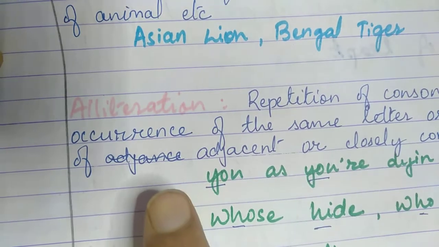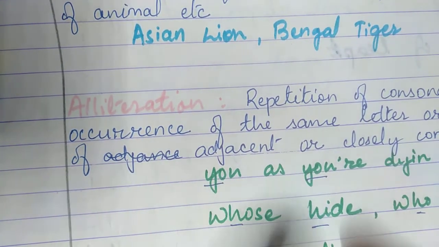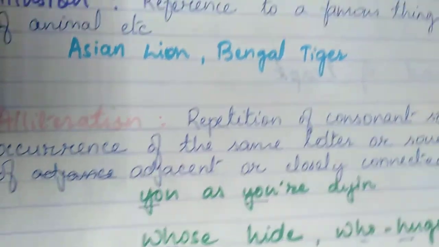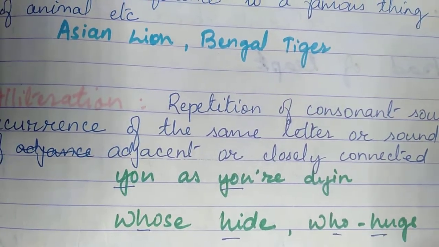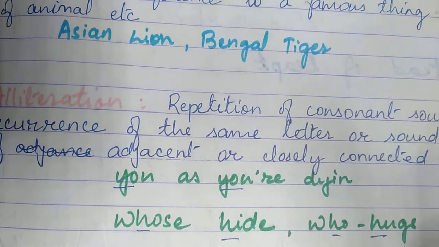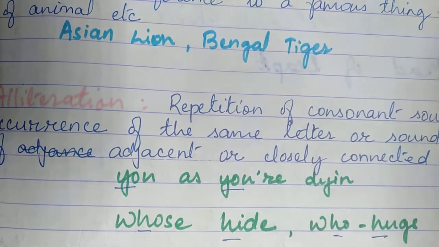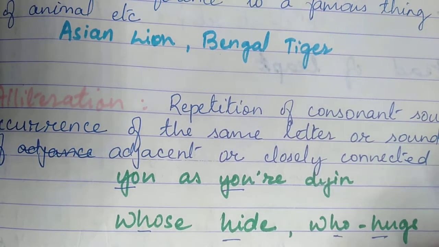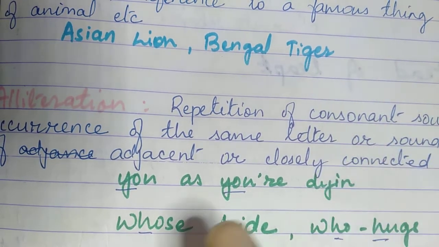After this, we have the next poetic device, alliteration. Alliteration is repetition of consonant sound. It is the occurrence of the same letter or sound at the beginning of adjacent or closely connected words. The words have to be closely connected. They are one after the other. Okay. So that is, if a consonant sound is repeated, then it is an example of alliteration.